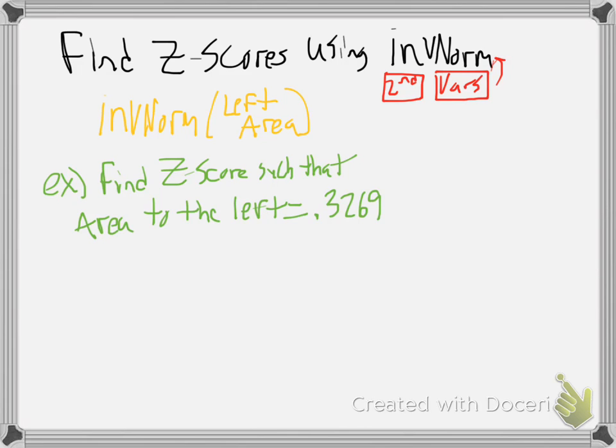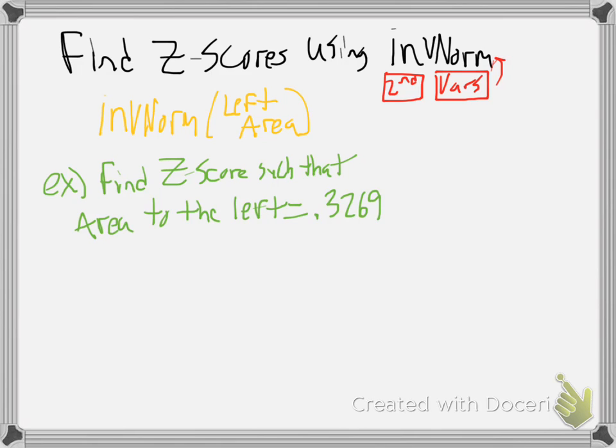I'm doing some examples from 6.5 where you want to find z-scores using inverse norm instead of the table. Inverse norm is accessed by pressing second vars. It's right below the normal CDF. In yellow you can see the function. Basically, you have to enter in one number.